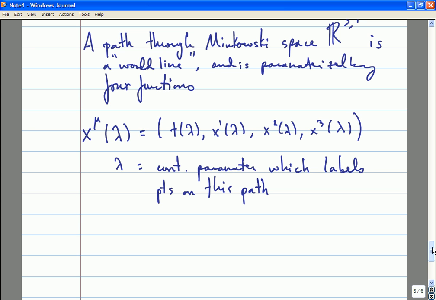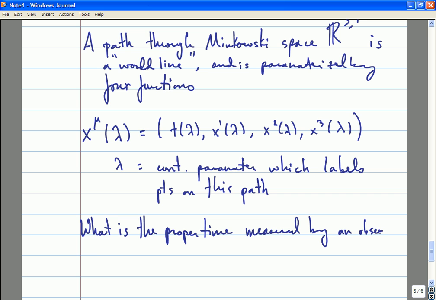There may be more or less convenient choices for the parameter lambda, as we will see in much greater detail when we consider the geometry of world lines later in this course. So the question that we would like to ask now is, what is the proper time measured by an observer who is moving on this world line?